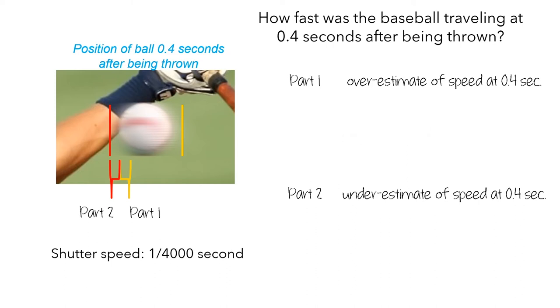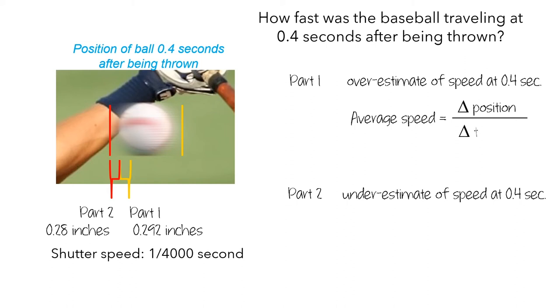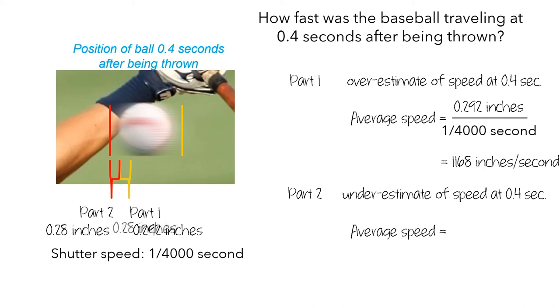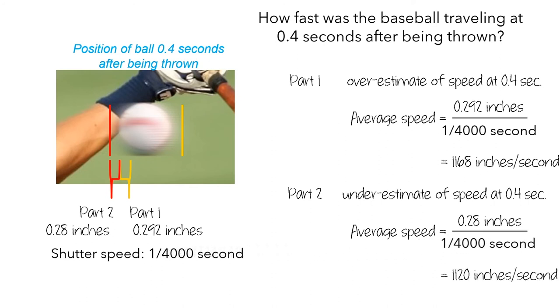Next, we can measure the distance the ball traveled in each part. In part one, the ball traveled 0.292 inches. In part two, the ball traveled 0.28 inches. We know that the average speed of the ball during part one is the ball's change in position divided by the corresponding change in time. Here, that would be 0.292 inches per 1/4000th of a second, which is equal to 1,168 inches per second. We could do the same computation for the second frame to get an average speed of 1,120 inches per second.